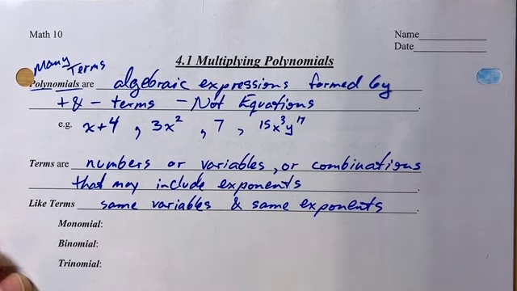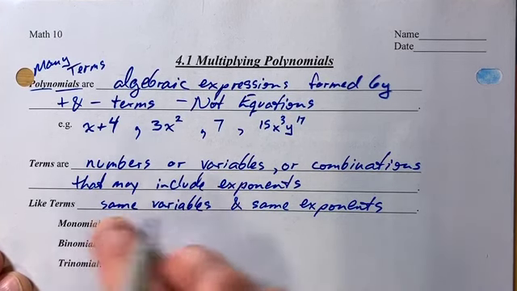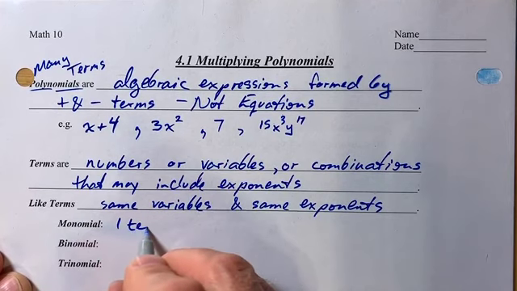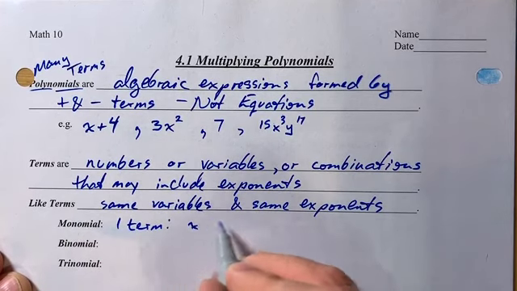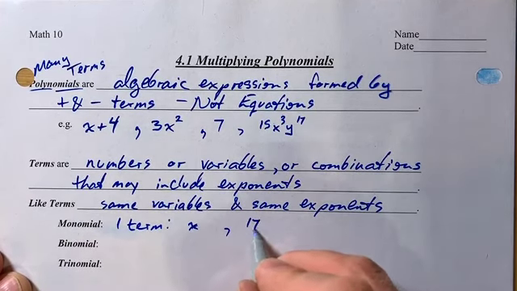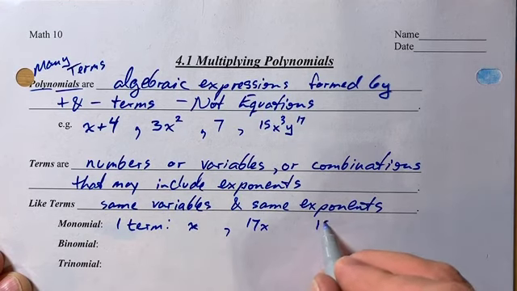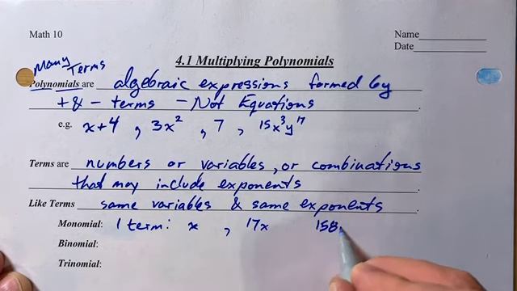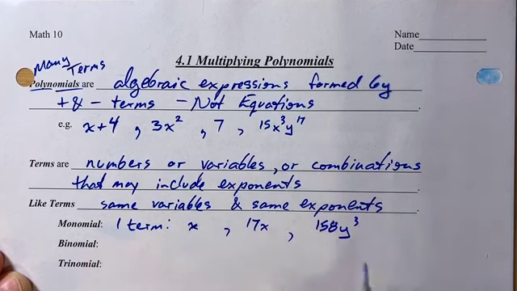Okay, so there's a few different things. We can see a monomial. Monomial is like x. That's a single term. It means it's one term. So it could just be x, or it could be like 17x, or it could be 158y cubed. Those are all single terms.